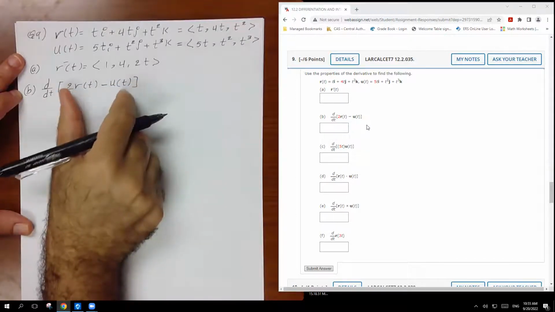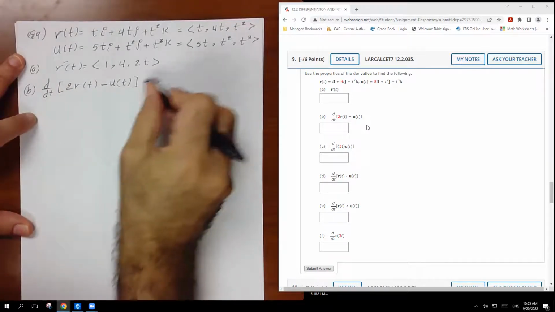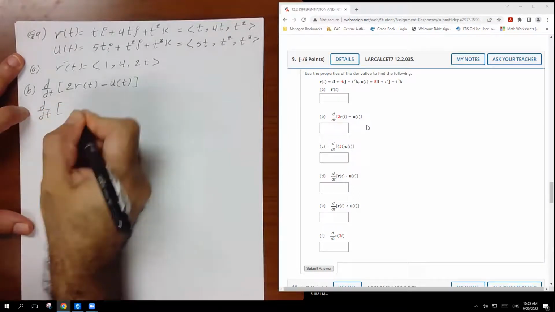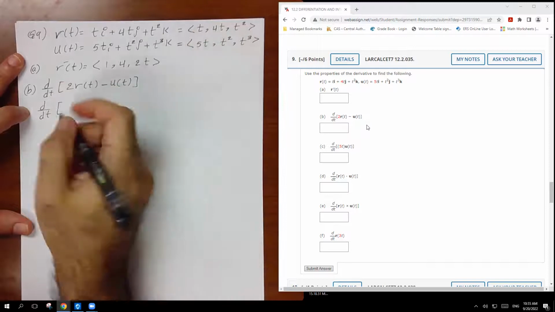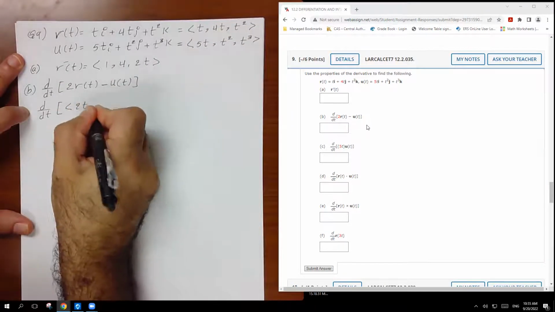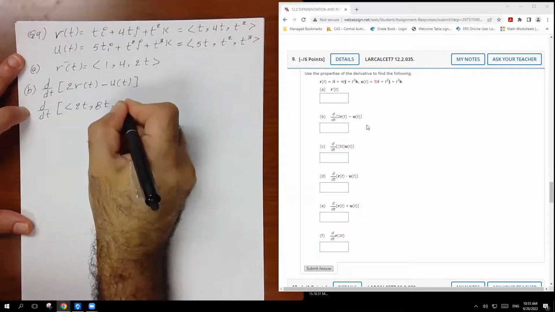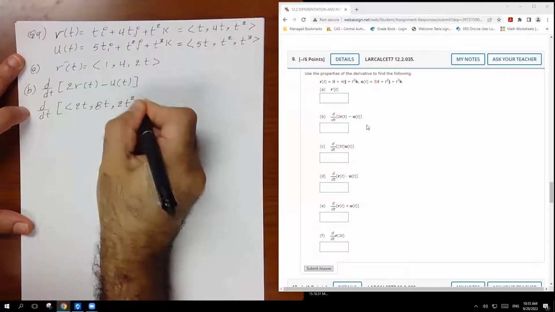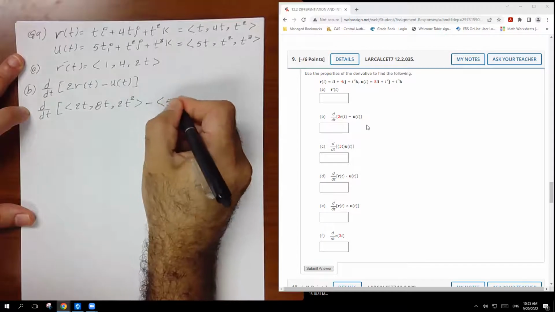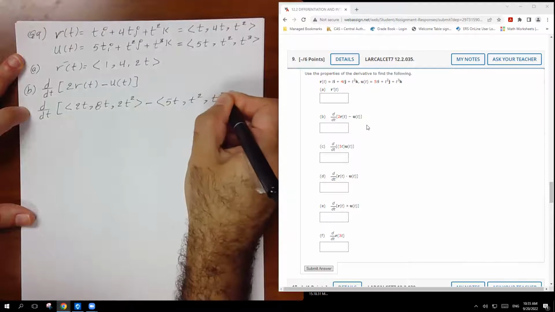So the first thing, find this one here. That means this one is exactly the same thing. I need to find the derivative for 2 times r of t. So it's going to be 2 times t is going to be 2t, and here is going to be 8t, and here is going to be 2t squared, minus u of t, which is 5t, t squared, and t cubed.